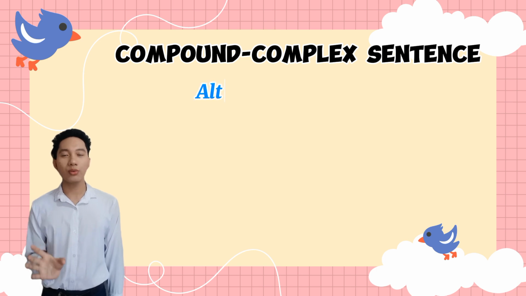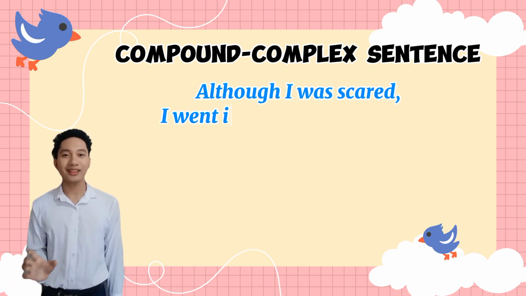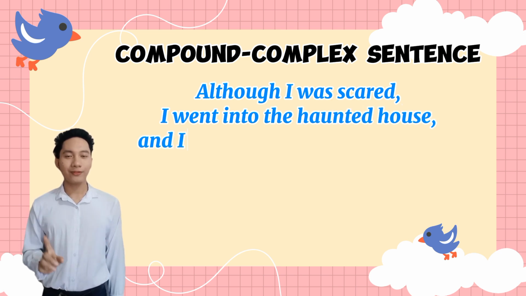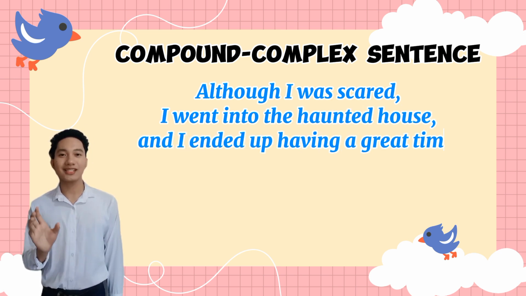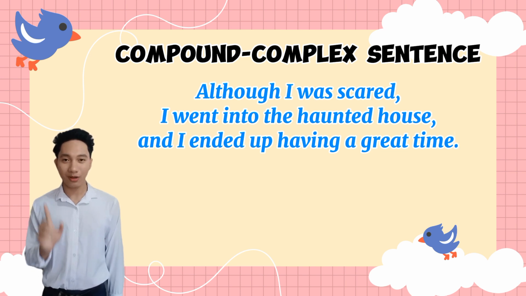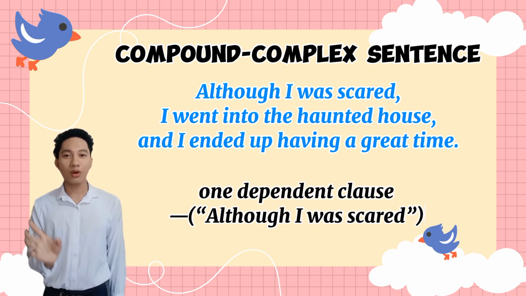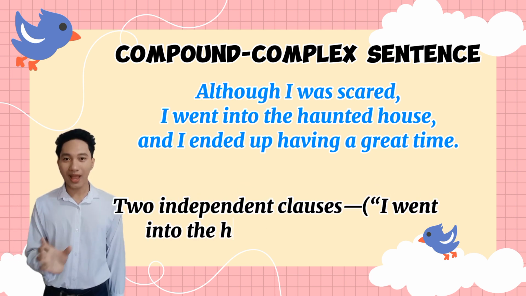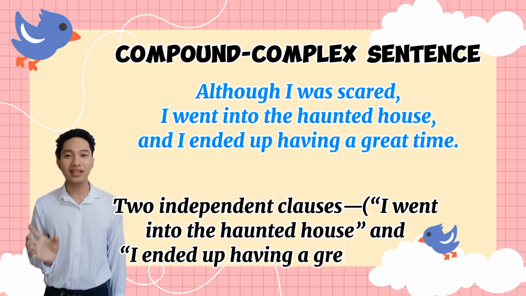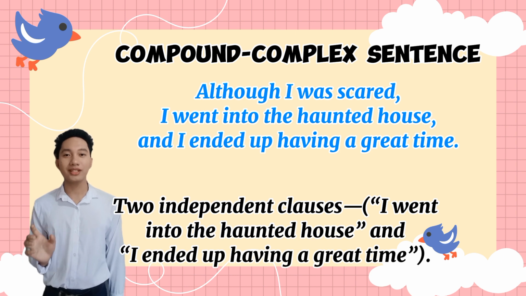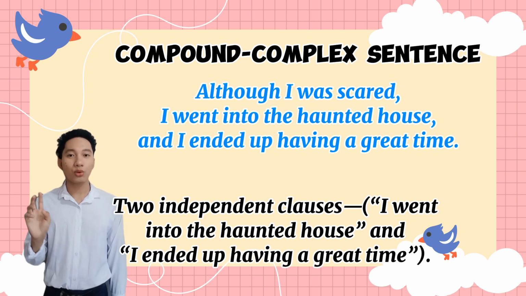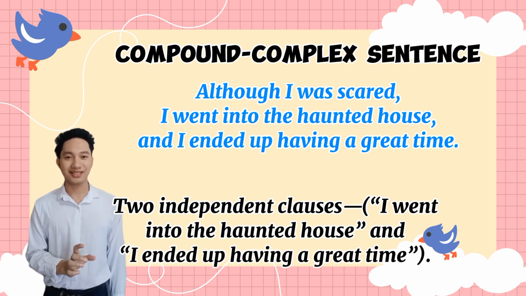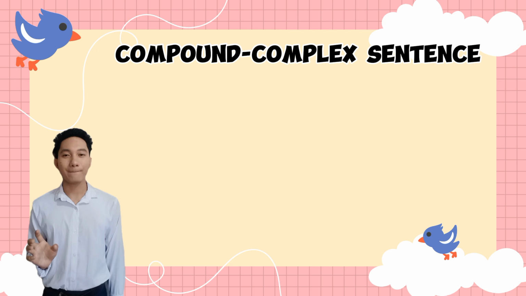Like for example, although I was scared, I went to the haunted house and I ended up having a great time. This sentence is an example of a compound-complex sentence because it has one dependent clause, which is "although I was scared," and two independent clauses, which are "I went to the haunted house" and "I ended up having a great time." The dependent clause here introduces a condition, while the independent clauses could each stand alone as a sentence.